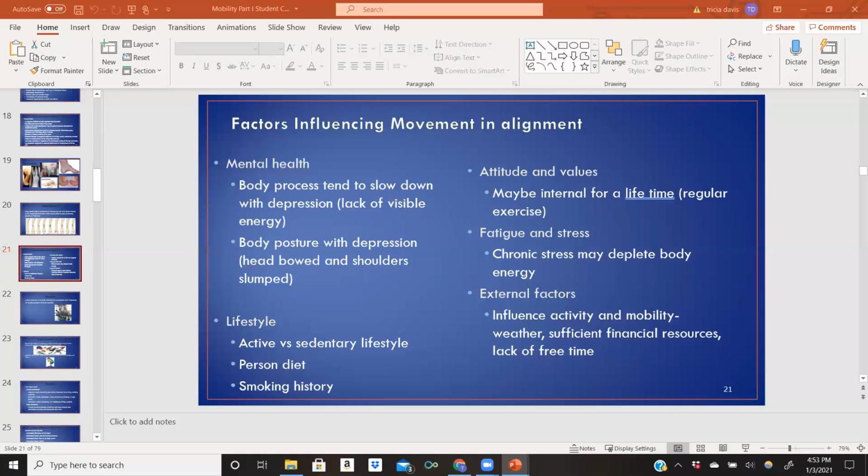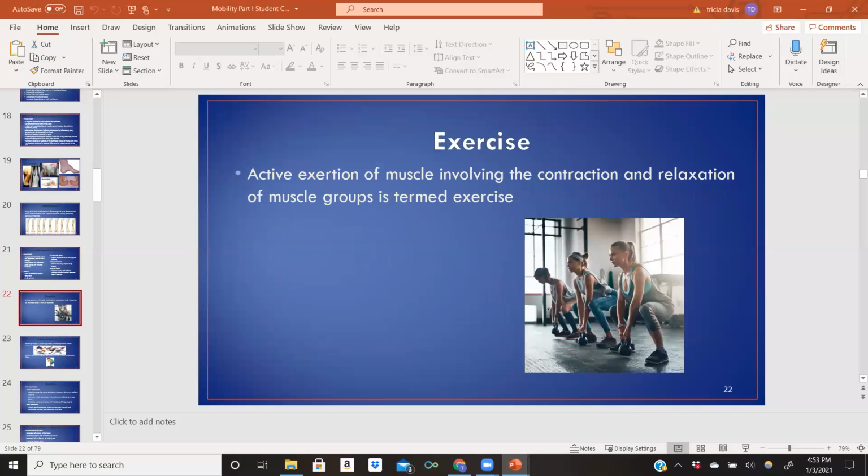It might be really hard to get out of those rituals that you're so accustomed to because you've been doing them your whole life. And then we know fatigue and stress is going to influence our movement. So chronic stress can deplete body energy and make you not have energy to do anything. And then external factors such as weather, sufficient financial resources, a lack of free time, they also affect the amount of activity that we get in and our mobility.